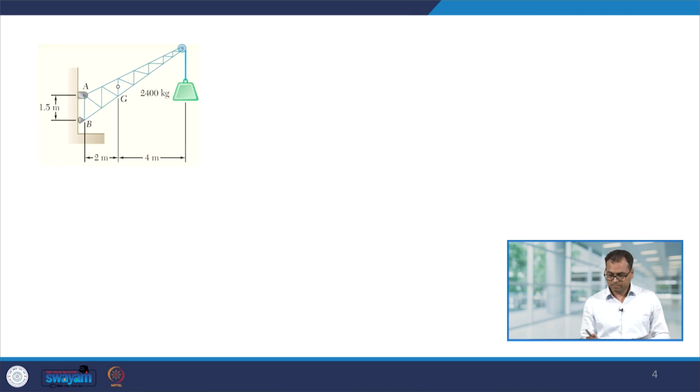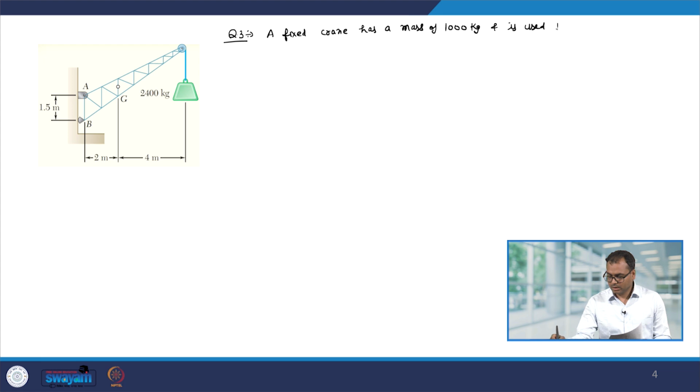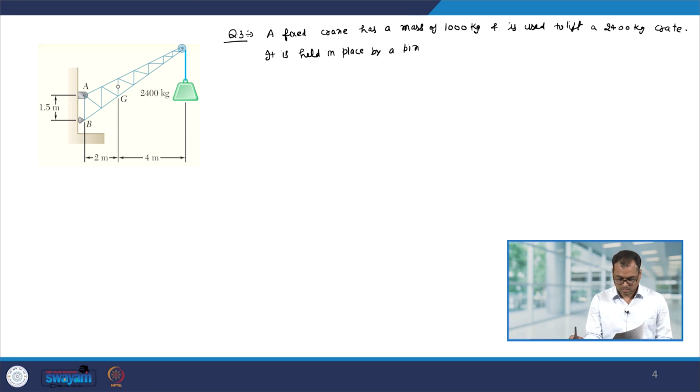Now, let us look at the third example, and here the problem statement is: a fixed crane has a mass of 1000 kg and is used to lift a 2400 kg crate. It is held in place by a pin at A and a rocker at B.